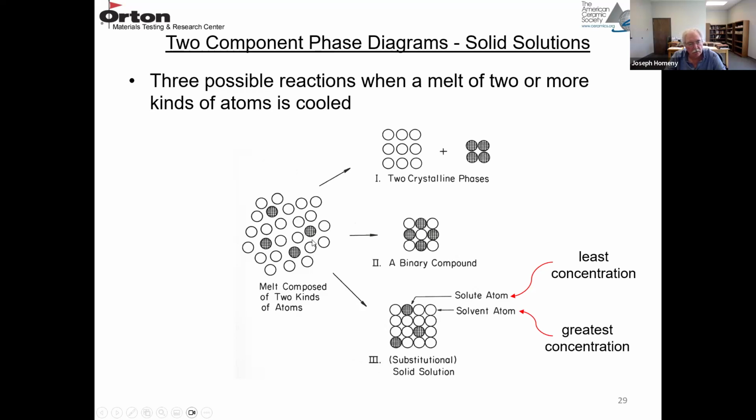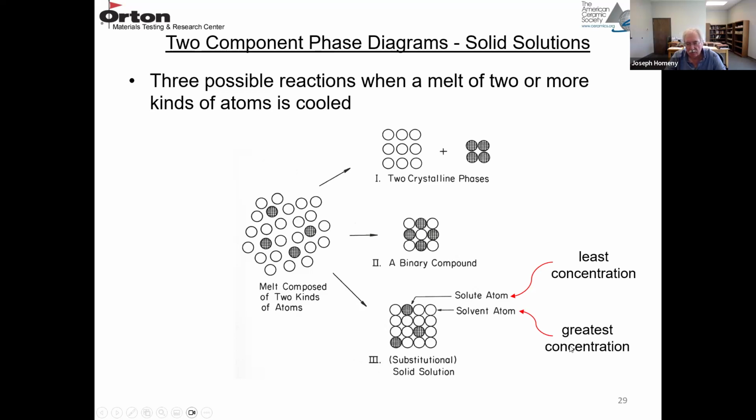The second is these two atoms form a binary compound, so they're in an ordered crystalline lattice. And then the third possibility is a solid solution. We're showing a substitutional solid solution where the darker crosshatch atoms, the circles representing the atoms, are substituting on the sites where we have the open circles. So it's a direct substitution of this crosshatch atom on a site that used to be an open circle.